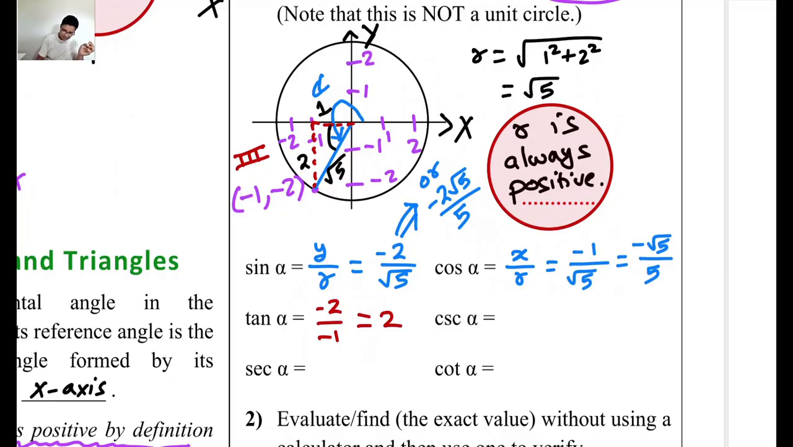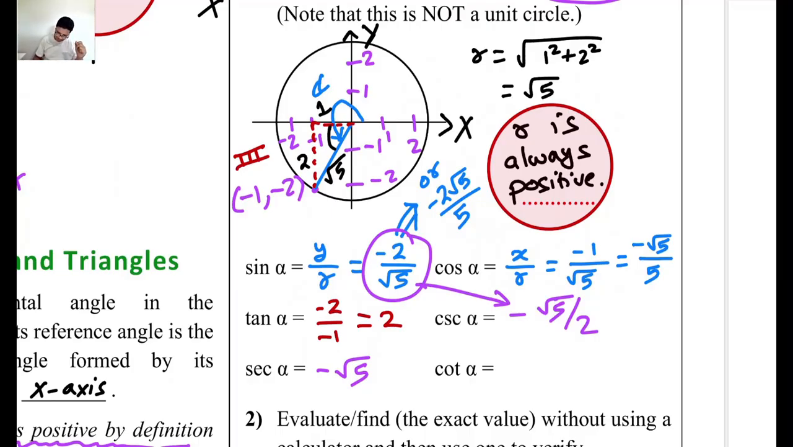Once you have sine, cos, tan, we are done basically because the others are reciprocals. Cosec alpha is reciprocal of sine alpha, so negative root 5 over 2. This value is useful here because the denominator will be already rationalized. And similarly, sec alpha is reciprocal of cos alpha, so negative root 5. And cot alpha is reciprocal of tan alpha, so that's 1 over 2.